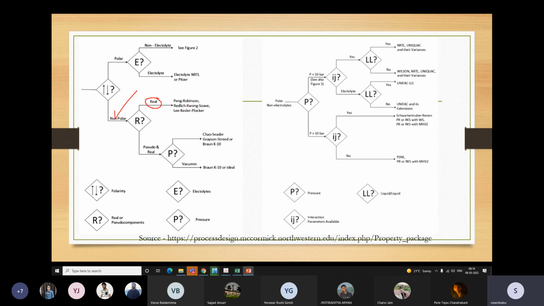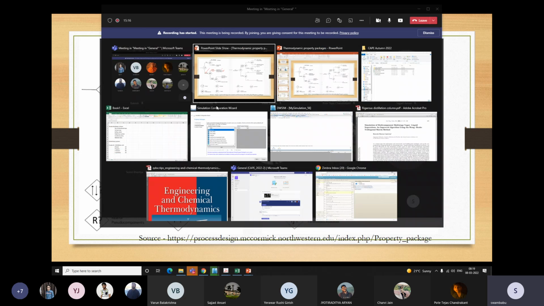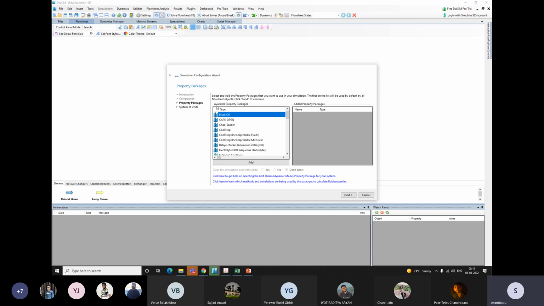Which property package can I use? I can use either Peng-Robinson or Lee-Kesler. Clear also gives the prediction, but a simpler, easier one is Peng-Robinson, or Redlich-Kwong-Soave, SRK, or Lee-Kesler. So any one we can select.